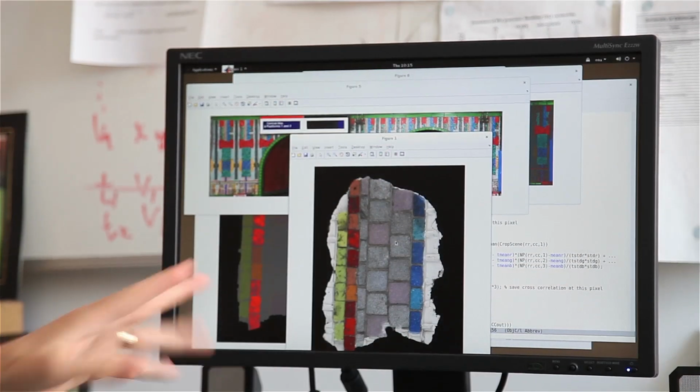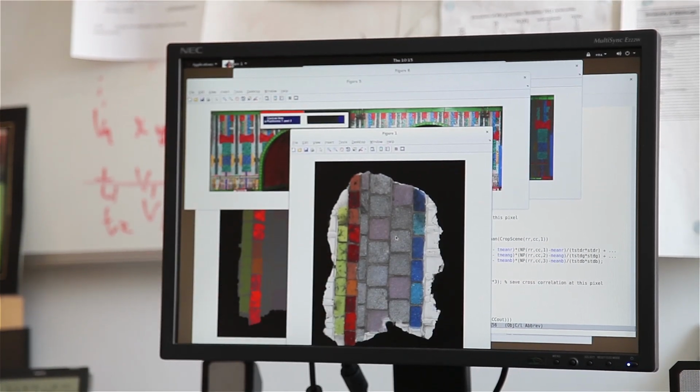Hello, I'm Bob Fisher, and I'm a professor of computer vision in the School of Informatics. I was approached with a really interesting image processing problem, and the problem is to try and work with the fragments of the Paolozzi mosaics from the London Underground. This is an example of one of those mosaics, and this is an example of one of the fragments.